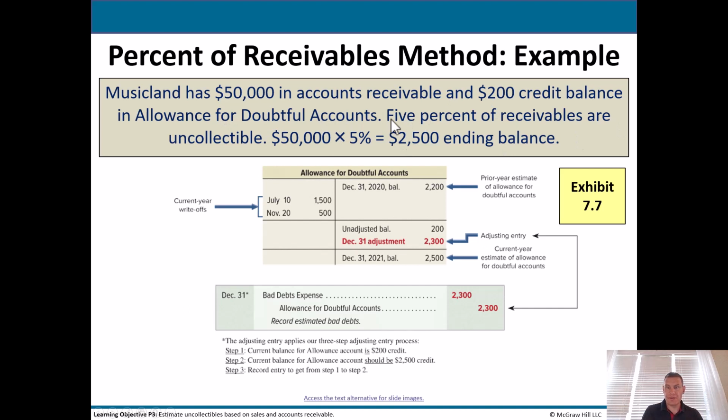So by way of example, it says Musicland has 50,000 in accounts receivable and a $200 credit balance in the allowance for doubtful accounts. 5% of receivables are uncollectible. So if we take the 50,000 times 5%, we got 2,500. So we need 2,500 in there, but remember, there's already 200 in there. See where it says unadjusted balance 200? We've got to think of it as getting from 200 to 2,500, not from 0 to 2,500. Thus we need to make an adjustment of 2,300. And then the journal entry to record that, we would have a debit, an increase to bad debts expense, and a credit to the allowance for doubtful accounts, I'll just call it the ADA, in the amount of 2,300.